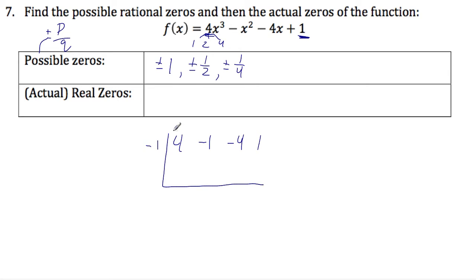So I can start with the negative 1, bring down the 4. Negative 1 times 4 is negative 4. Add. Negative 1 plus negative 4 is negative 5. Multiply to get 5. Add. Negative 1 times 1 is negative 1 and 0. And look at that, on my first attempt, I got 0, so there's no remainder. That means negative 1 is a real 0.